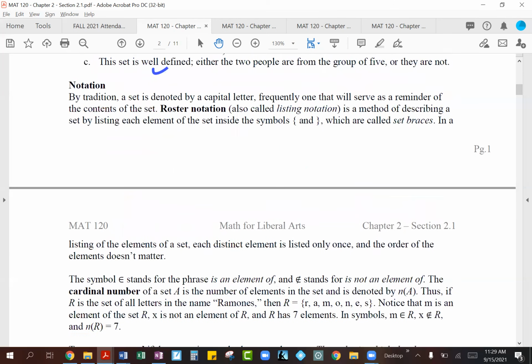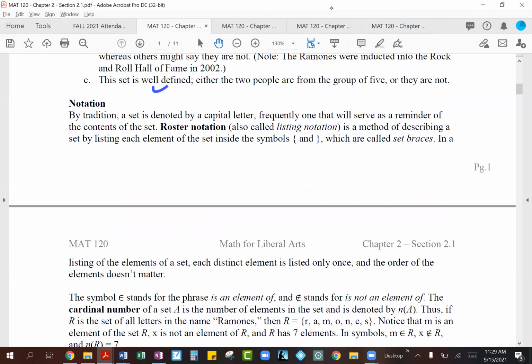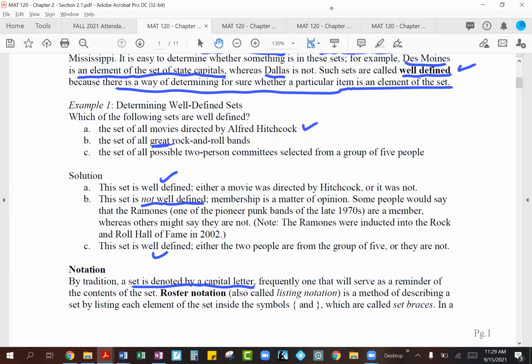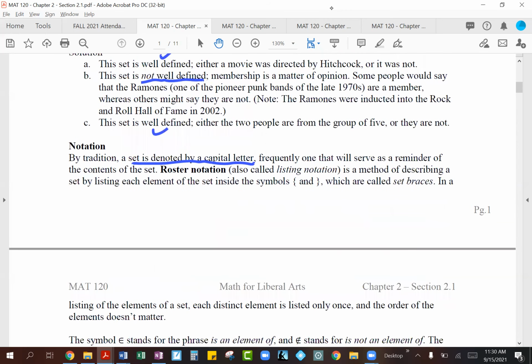Now, when we get into notations, again, we don't really want to write everything out. If we can avoid that by using notation, kind of like we did with symbolic logic, it helps us express what it means without having to write everything out in words. So a set is usually denoted by a capital letter. Okay, so if you wanted to give a title or a name to the set of all Alfred Hitchcock movies, we could call it capital A, capital M, whatever letter you wanted to use, as long as it's a capital letter.